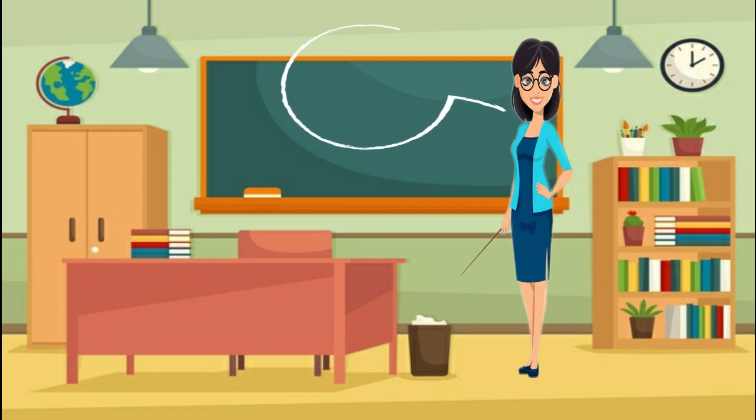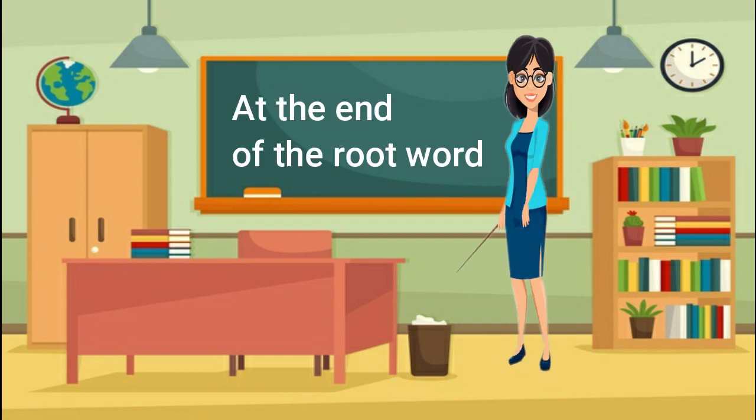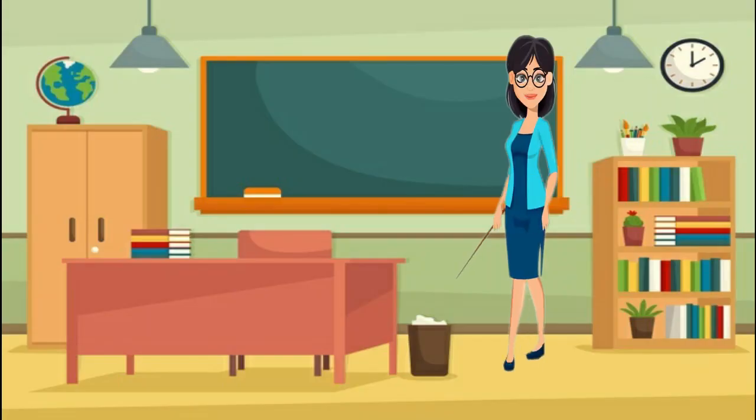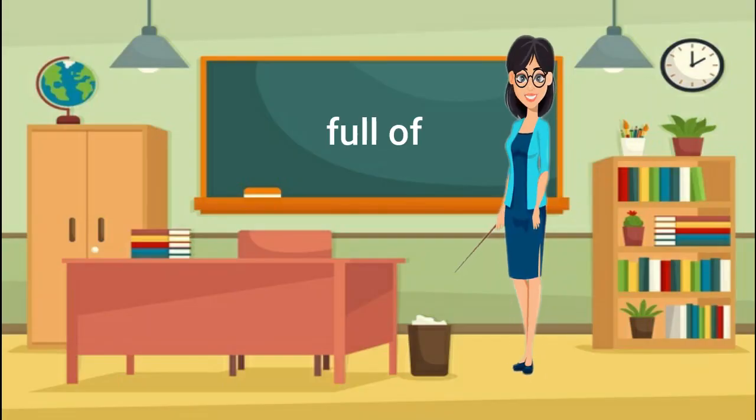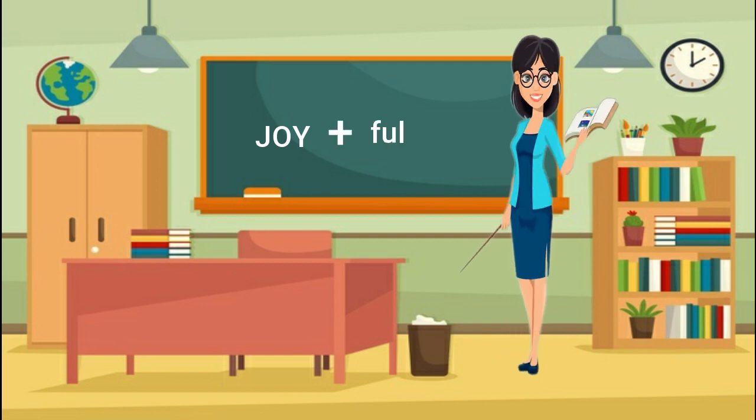What about suffix? Where can you find the suffix? At the end of a root word. You're right, children. A suffix is a group of letters placed at the end of the root word that changes its meaning. Full, which means full of, is an example of a suffix. For instance, the root word is joy, and when you add the suffix full at the end of the root word, you form the word joyful, which means full of joy.